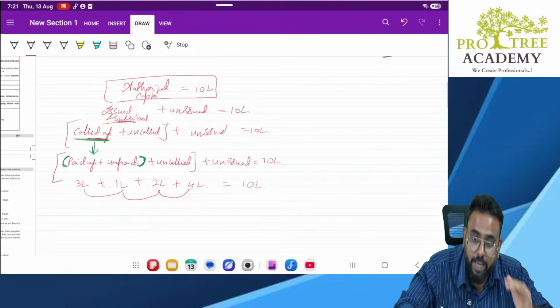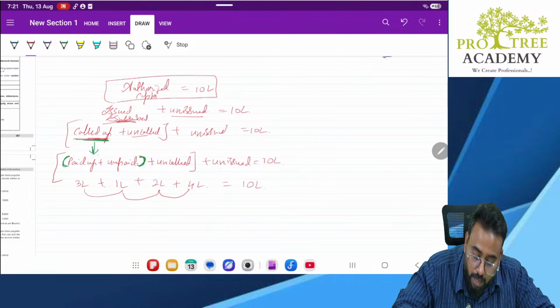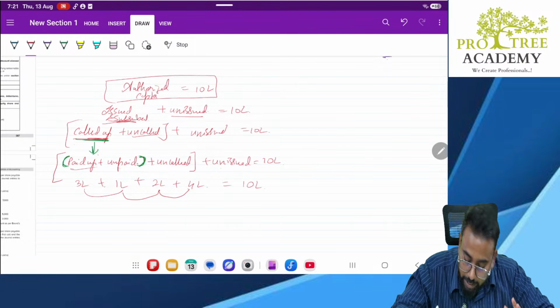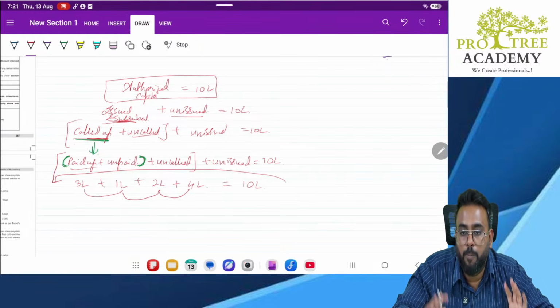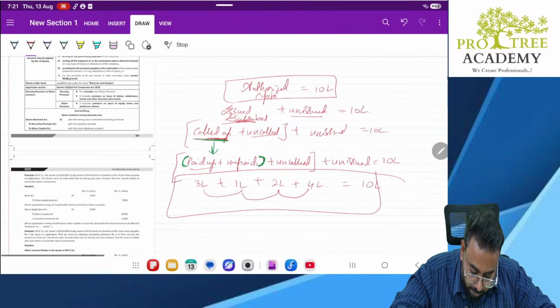Split, first heading, main heading, issued and subscribed, unissued. Then issued and subscribed is again split into called up, uncalled. Again in called up there is a split, paid up, unpaid. Everything put together, the maximum amount is 10 lakhs. Yes, everybody is understanding? Okay.